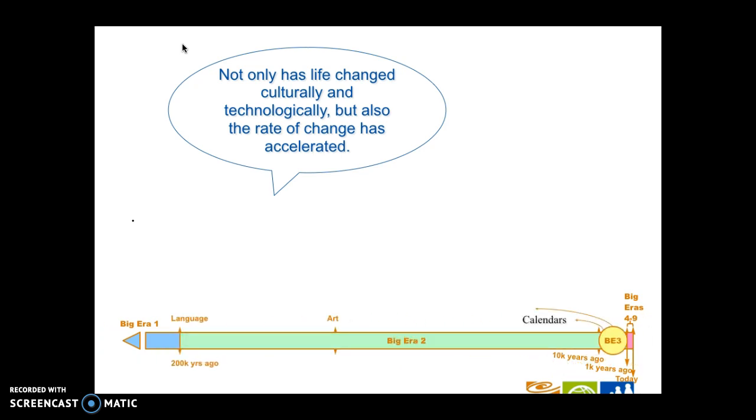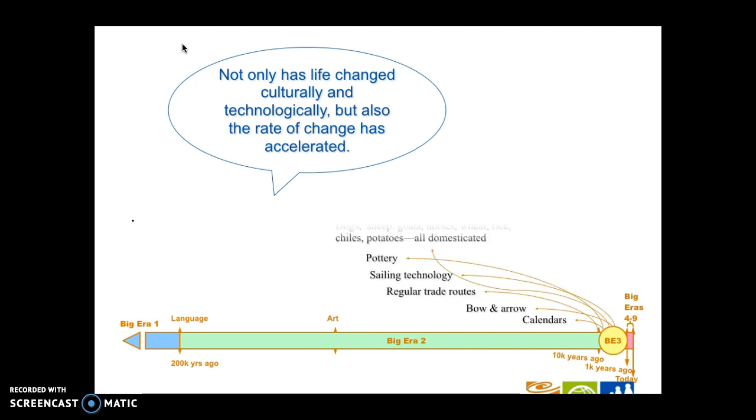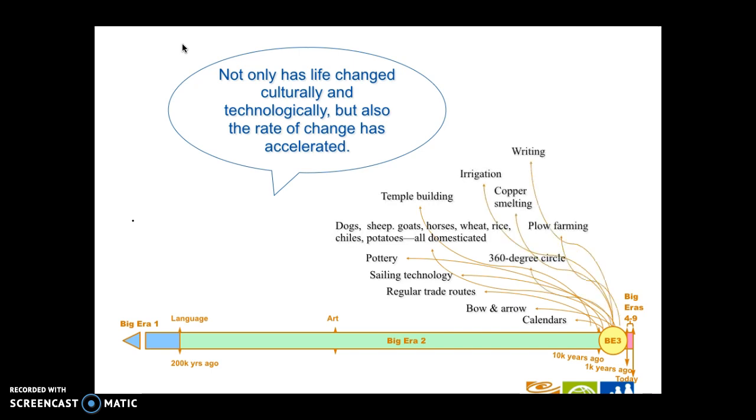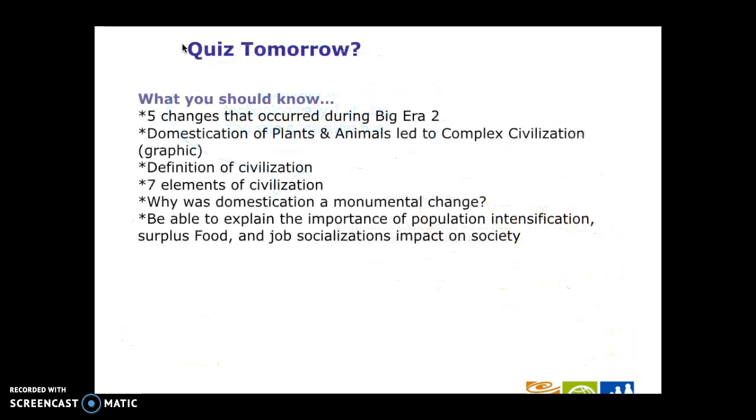So if we look back at Big Era 2, there's 2 big changes. We start to see language develop and art takes form. But here in Big Era 3, look at all of the major changes, the developments that take place in a relatively short period of time in comparison to the almost 200,000 years that Big Era 2 was. So again, that rapid change is going to continue to accelerate as we move through our study of history.